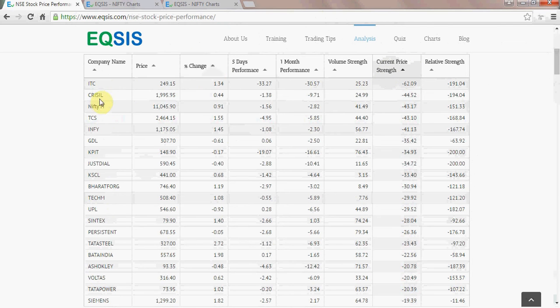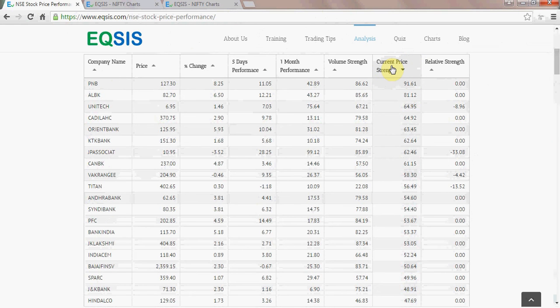strength. I think CRISIL, TCS, Infosys, all these guys are pretty much negative. Just Dial, all these guys are negative. But if you want to see the one which is really positive, then click here. Then you get very strong stocks like PNB, Allahabad Bank, Unitech, Oriental Bank. So you can actually ignore the other stocks you were watching. You can actually start focusing on this.